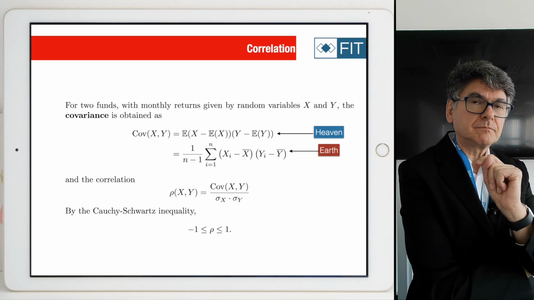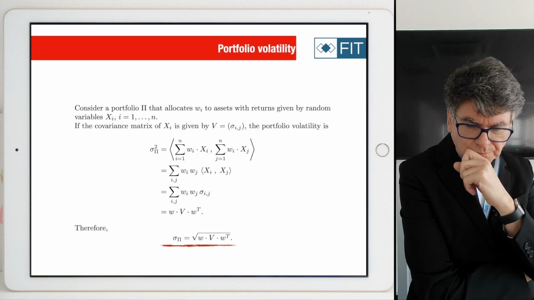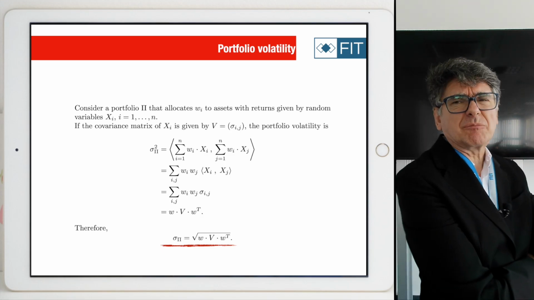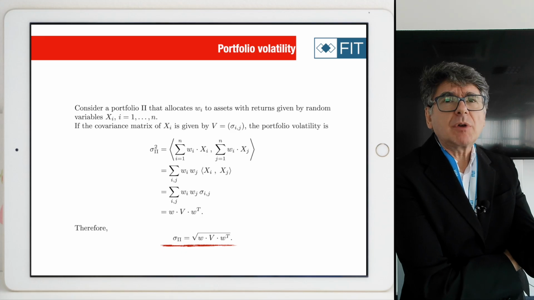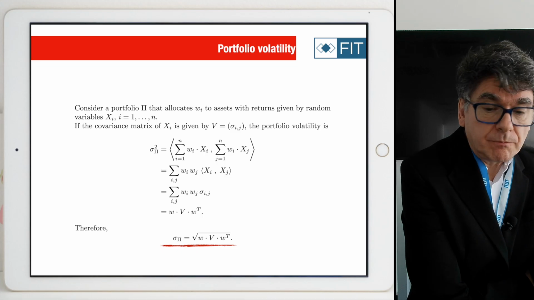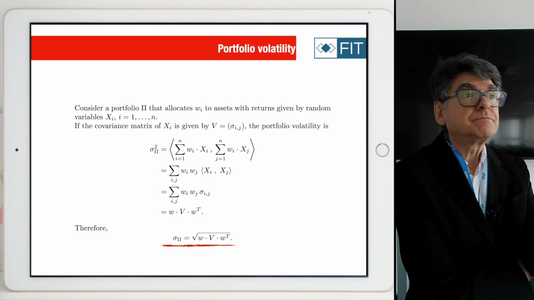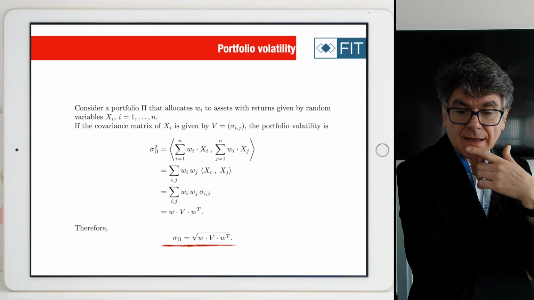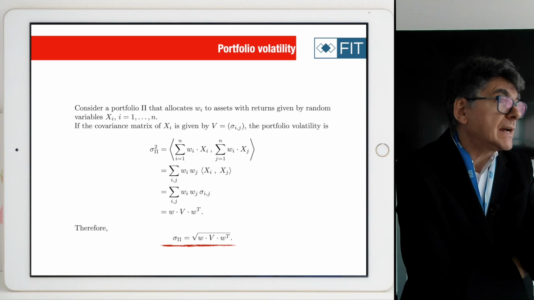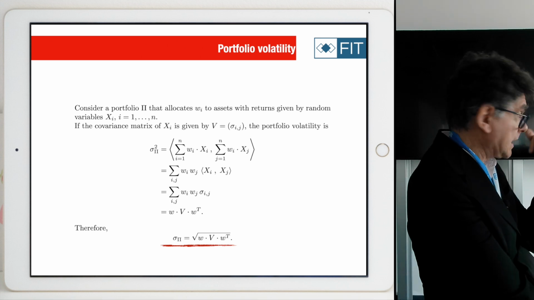I'm trying to develop your intuition between all these things. So the covariance matrix has this interesting property that you have seen, I am sure. There are many ways of saying this. If I have assets that I allocate to, I allocate an amount w_i, that's the wealth I put into asset i, and the assets have a price which is given by a random variable x, then my portfolio will have a volatility which is calculated here.